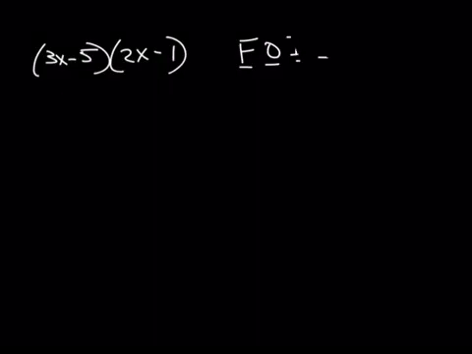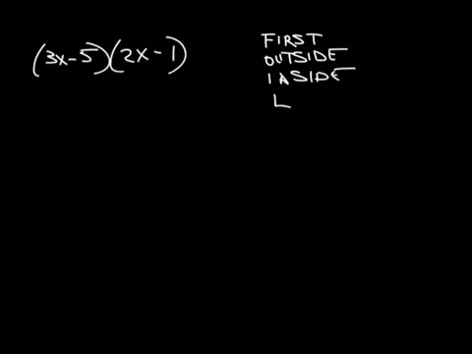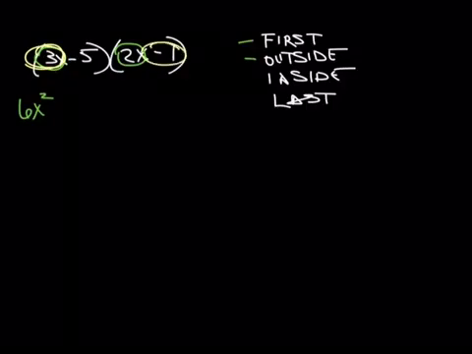So let me go ahead and erase that and do it: first, outside, inside, last. Okay, so the way this works, we'll do it with green. Take the first term, multiply it by the other first term. That's what we have by that. And that gives me 3 times 2 is 6. X times x is x squared. Outside means we multiply this one here times this one here. Those are the outside. They're the outermost numbers. So 3 times negative 1 is negative 3x.